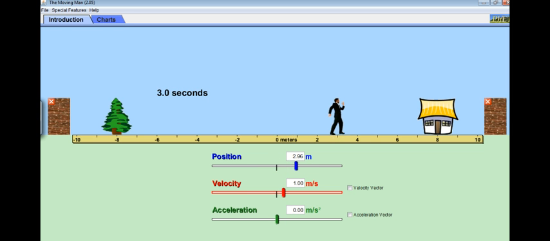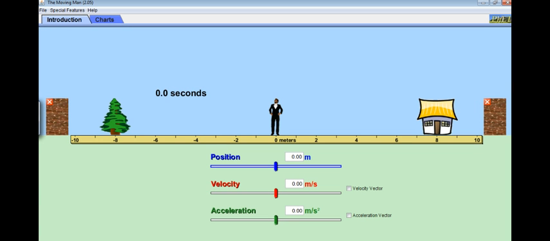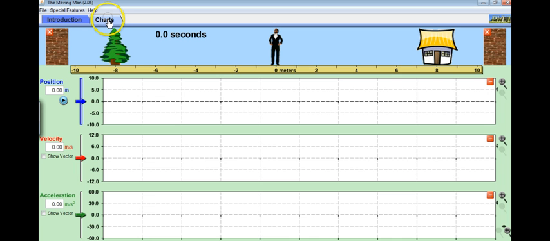Now on a separate piece of paper right now, why don't you predict what the position time, velocity time, and acceleration time graphs look like? Once you've drawn your predictions, you can click on the charts button and that will pull up another screen that shows you the position, velocity, and acceleration time graphs. Now you can verify your predictions by setting the velocity to 1 meter per second and pressing play, and you can see the motion being plotted for you.